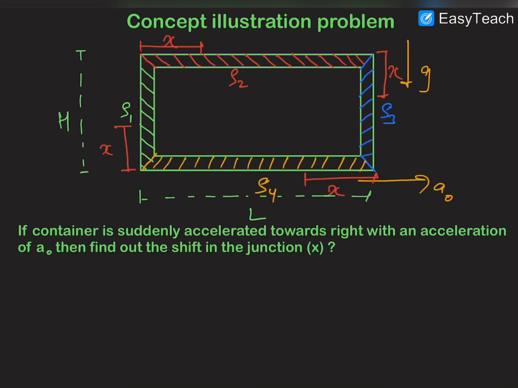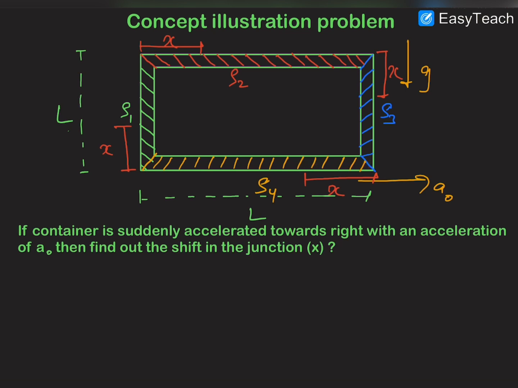Now let us discuss this question. In this question, you can see that this is a square tube. Although I have drawn it like a rectangle, let us assume that it is a square tube for ease of calculation. And this square tube has four different liquids filled in the different forearms. And this tube is suddenly accelerated with an acceleration of a naught in the forward direction. Due to this acceleration and the pseudo force developed, these junctions will shift like this.